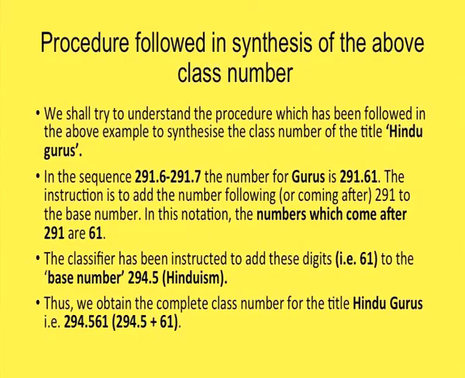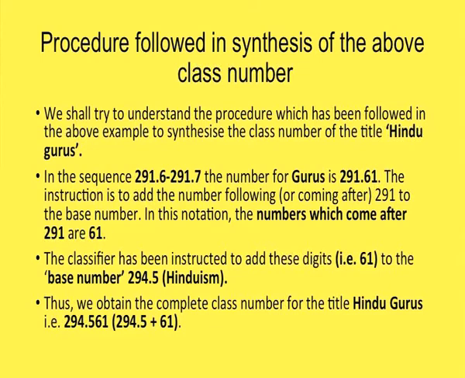Base number is the most important or concrete part of the subject. So, Hinduism was the most concrete part of this title. Then we added, as per instruction, 61 for gurus. So, in this way we synthesize the number of this title by adding part of a number to the base number. We drop 291 and then add 61 only. So, part of a number has been added as per the instruction.